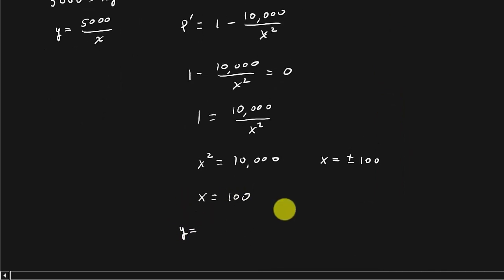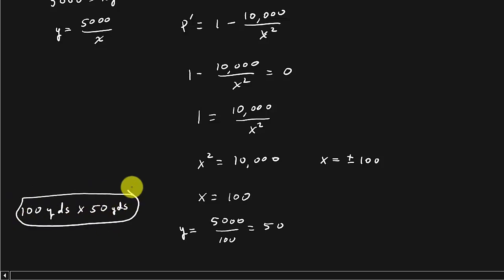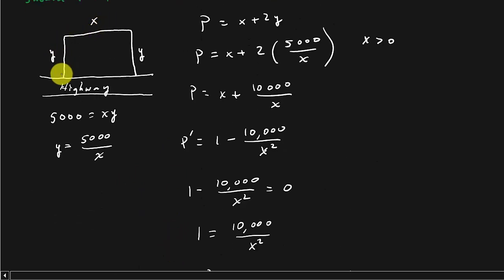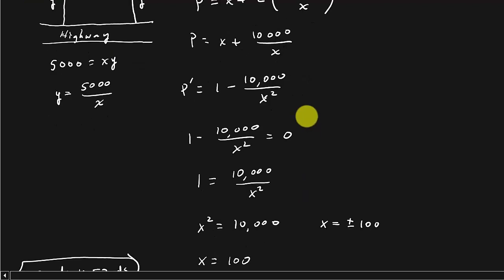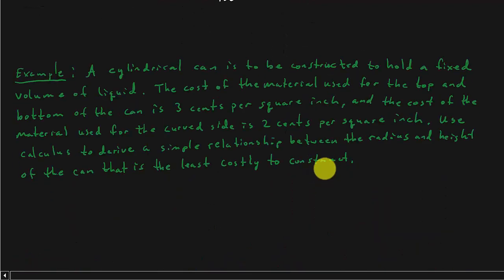So y is equal to, well, now we take the 100 and plug it in for x. So y is 5,000 over 100, which is 50. So our dimensions would be 100 yards by 50 yards. There's your answer. So this would be 100, and each of the sides would be 50. Okay? So that's not too bad. So that's basically how pretty much most of these work.